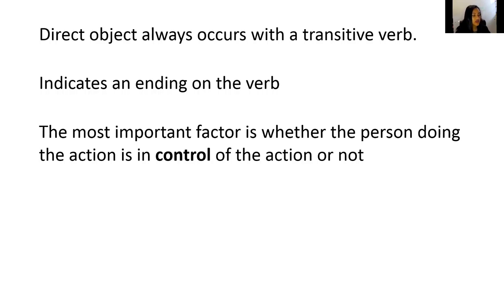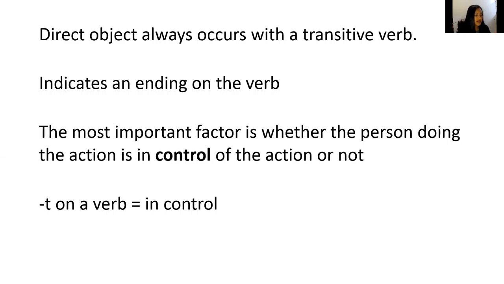The most important factor in Klallam is whether the person doing the action, which we would call the actor, is in control of the action or not. For example, in English, "I looked at it," the actor I is in control of the action. When you look at something, you do it on purpose. On the other hand, in English, "I see it," the actor is not necessarily in control. When you see something, you may not be doing it on purpose, and it may be accidental.